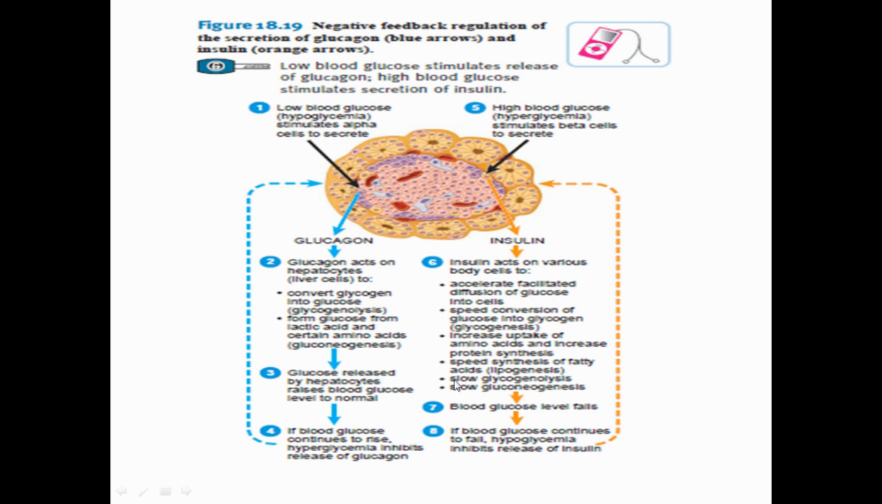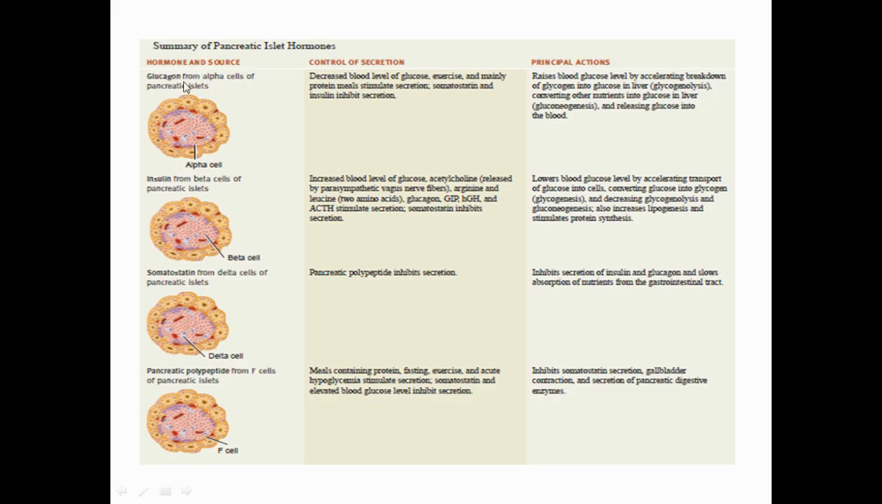Glycogen conversion into glucose will be slowed down, and similarly gluconeogenesis will also be slowed down. So the blood glucose level comes down to normal. If it goes below normal, it will lead to a condition called hypoglycemia, which will again have a feedback inhibition on the beta cells. So the insulin secretion will be stopped. This is how the regulation takes place.